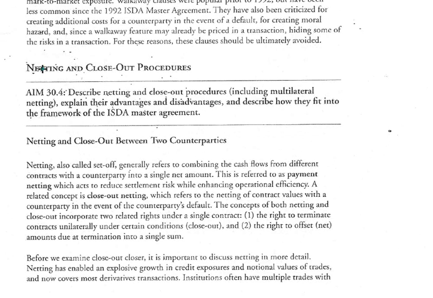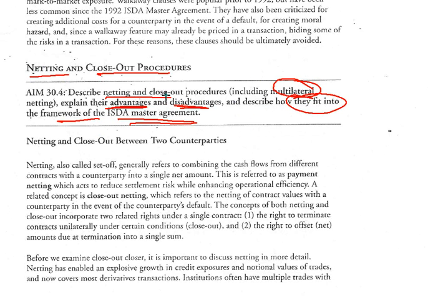Then the next topic they are talking about is netting and the closeout process. They say to describe the netting and closeout process, including multilateral netting, and explain the advantages, disadvantages, and how they fit into the framework of the ISDA master agreement. So let us see the netting closeout arrangement between two counterparties.